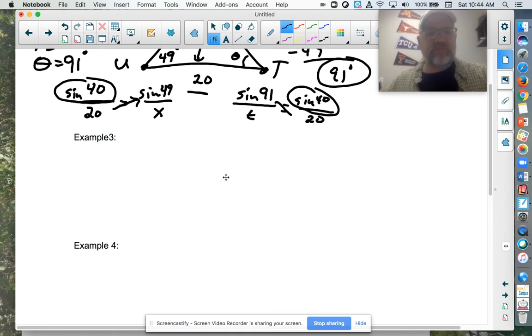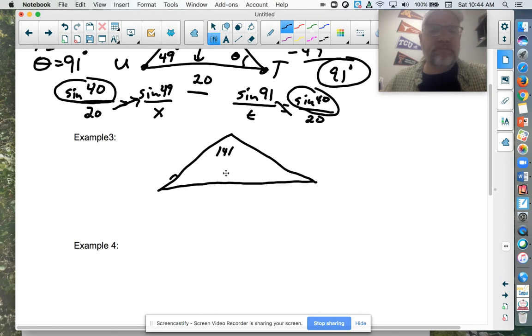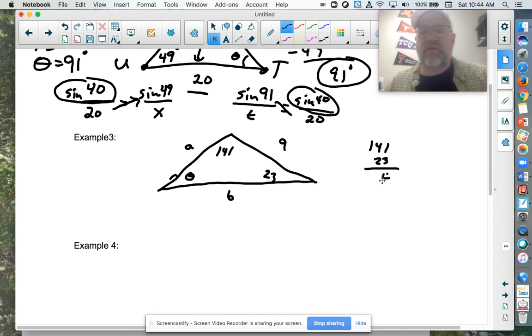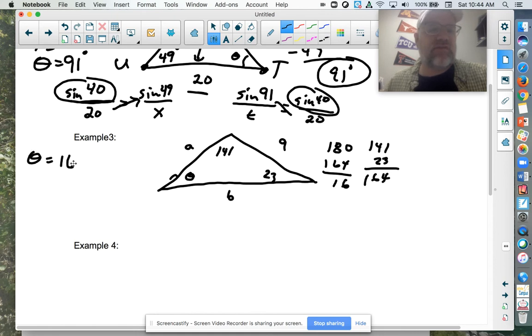Give me another triangle here. 141, 23. And I'll give you a value here of 9. Let's see if we can figure out this angle, this value here, and this value here. So if I know these angles, then I can say 141 plus 23, take that away from 180, because this is how we find the third angle, 16. So I figured out theta is 16 degrees.